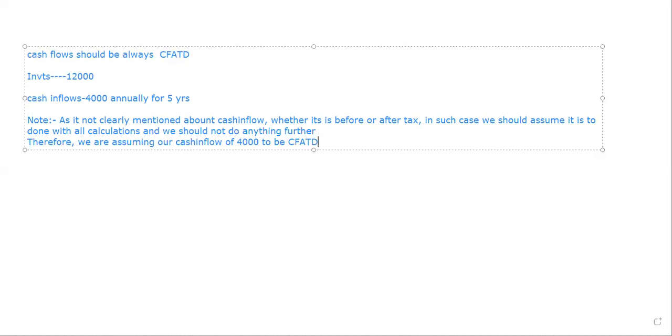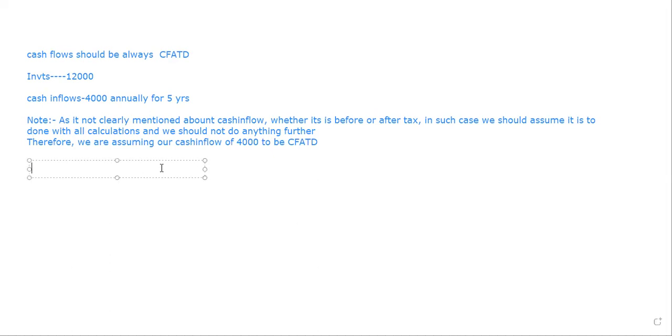Now, this is one more thing. He has given me the cash flows commonly for all the 5 years. It is 4,000 regularly. So when it is equal, rather than going one after another, we can directly use the annuity table and you can find it out. Now here I'll try to show you both ways.